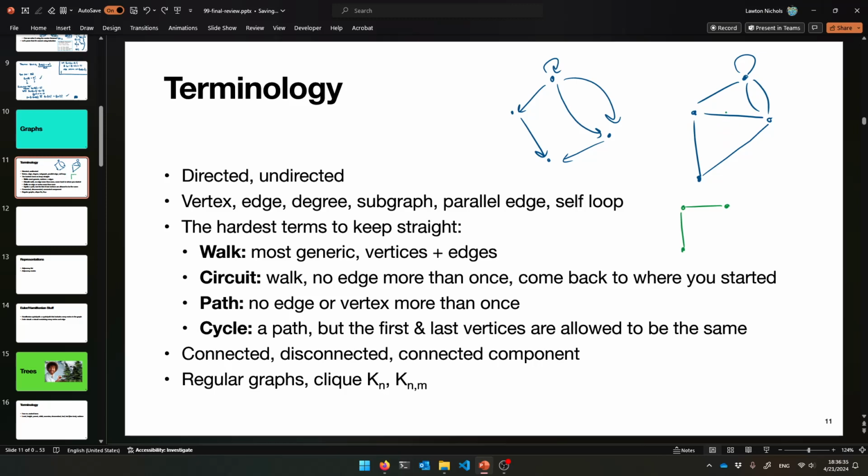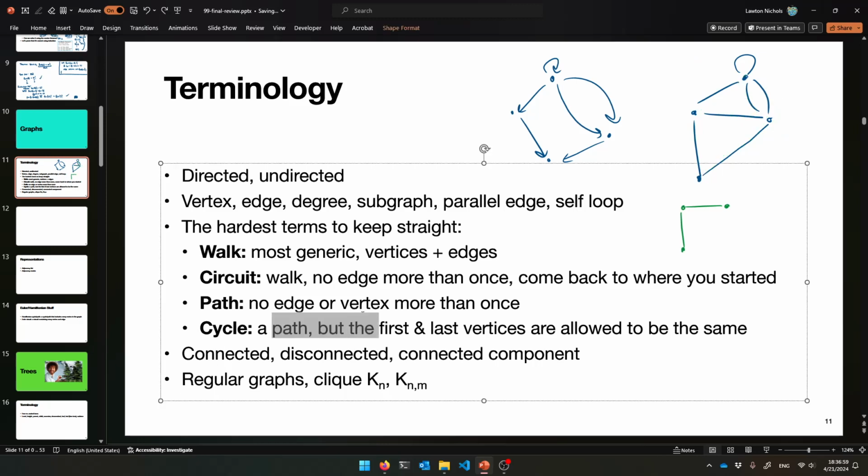But you can't repeat intermediate vertices. So like boop, boop, that's not okay. Like here, let's say I started here, went to here, and then went back around and then back. That would not be a path because I reused this vertex. I came back to it. That was not okay.